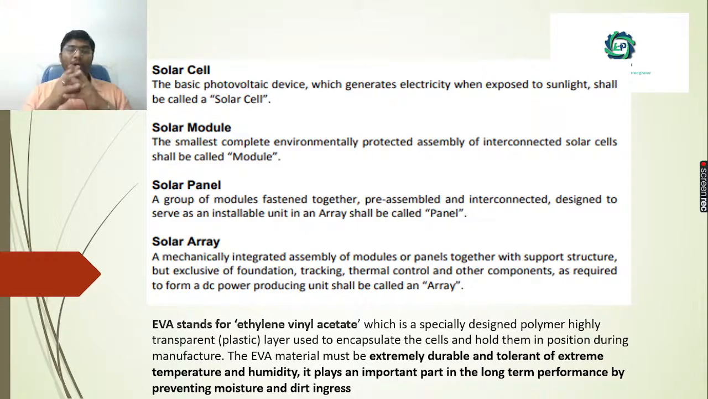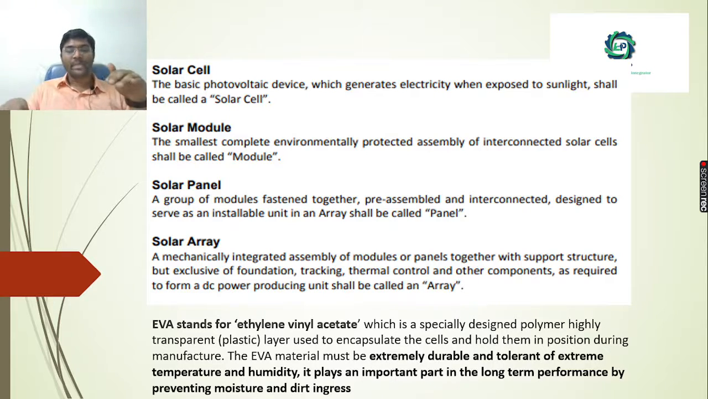Also one more important term we need to know: what is EVA? It is ethylene vinyl acetate. What is the purpose of this? It is a polymer, a highly transparent plastic. While preparing a panel, we need to cover the cells inside a plastic. So we use this ethylene vinyl acetate, a transparent plastic, which helps to encapsulate and hold the cells properly. The most important feature of it is that it should be extremely durable and should tolerate extreme temperatures and humidity. It plays an important role in the long term performance of the solar modules.